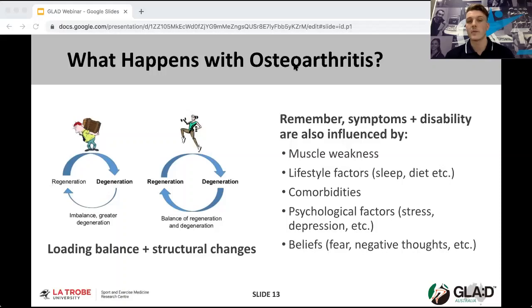So remember, your hip or knee pain can be made worse by many factors that you may not immediately think about. Okay, so things like poor sleep, diet, stress, and some poor beliefs as well.